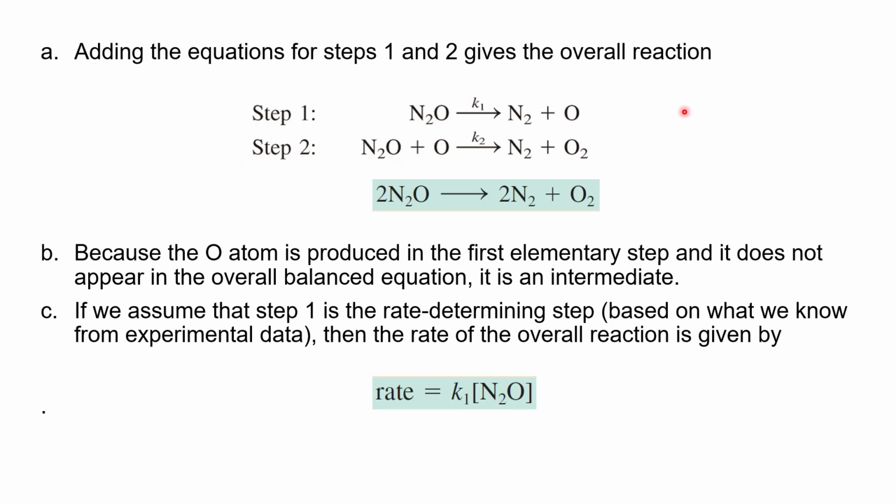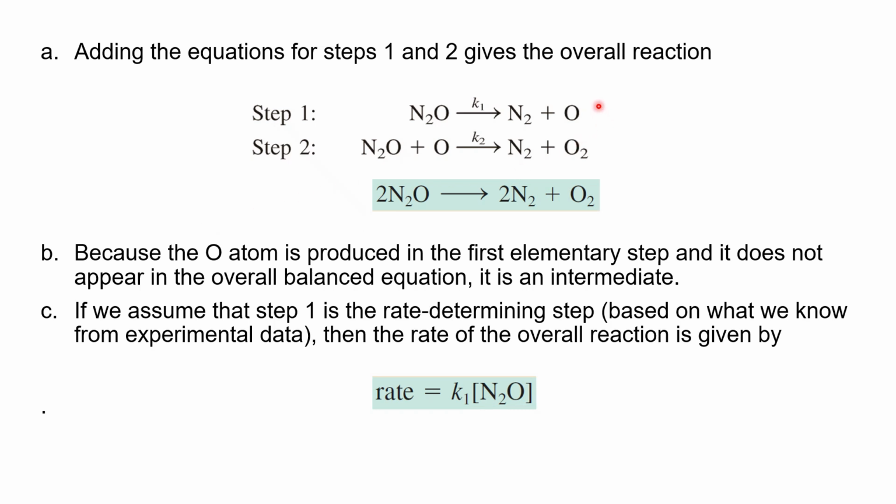Step A. We simply add our two equations together. We find that O cancels out, and this is our overall equation for the decomposition reaction. Clearly, the monoatomic oxygen atom is our intermediate, since it's the one that cancels out in summing the reaction.